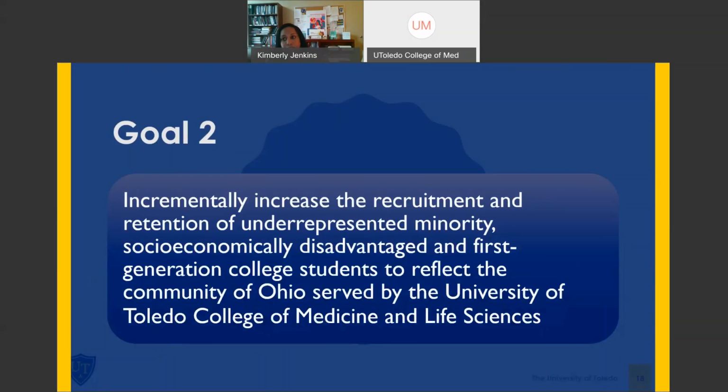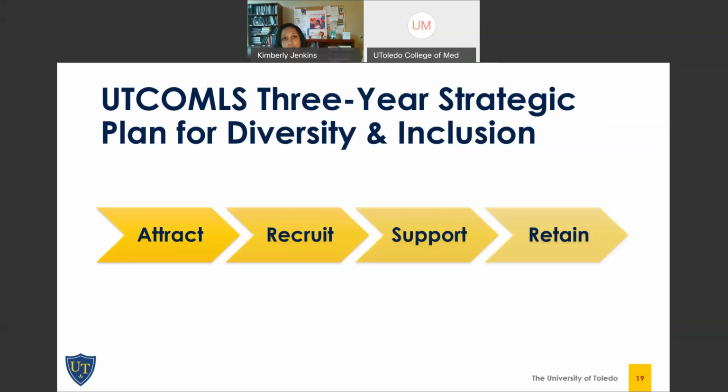And that brings us to our next goal, to increase the recruitment and retention of underrepresented minorities, socioeconomically disadvantaged, and first-generation college students to reflect the community served. And we tend to barrel towards recruitment. How are we going to recruit? But you recruit who you first attract.